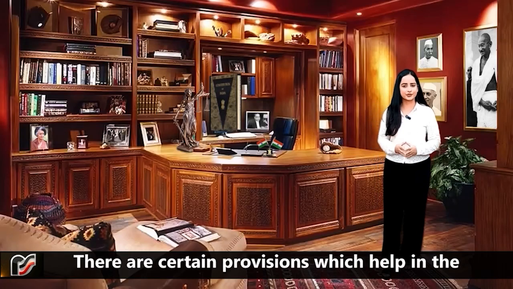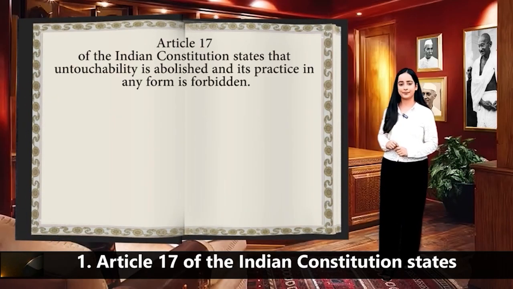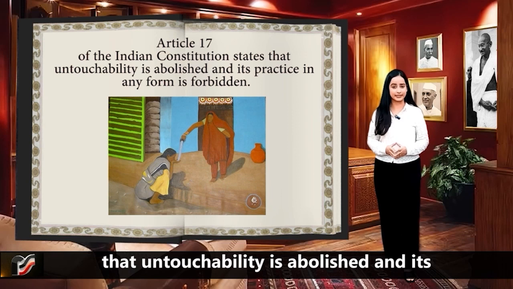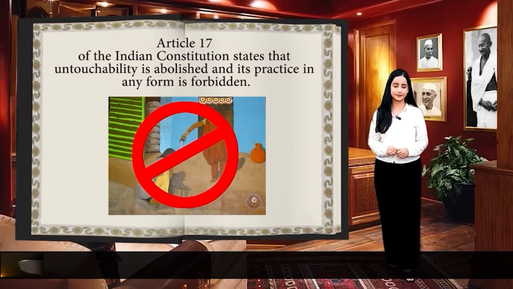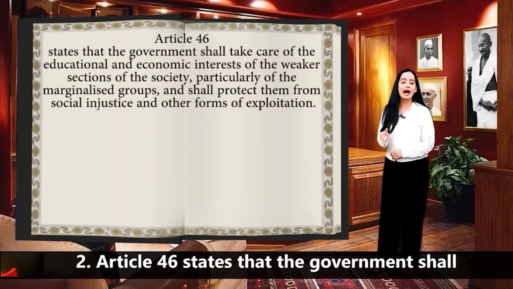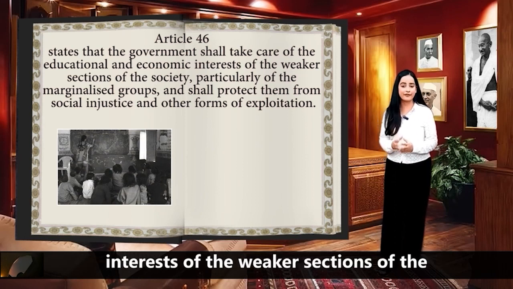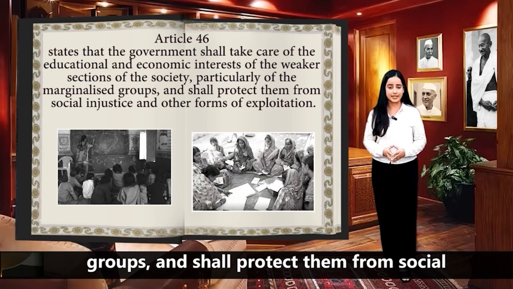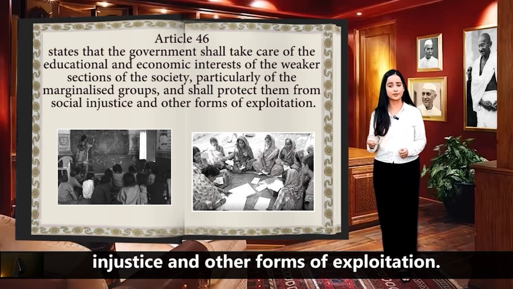There are certain provisions which help in the upliftment of such communities. Number 1. Article 17 of the Indian Constitution states that untouchability is abolished and its practice in any form is forbidden. Number 2. Article 46 states that the government shall take care of the educational and economic interest of the weaker sections of the society, particularly of the marginalized groups, and shall protect them from social injustice and other forms of exploitation.